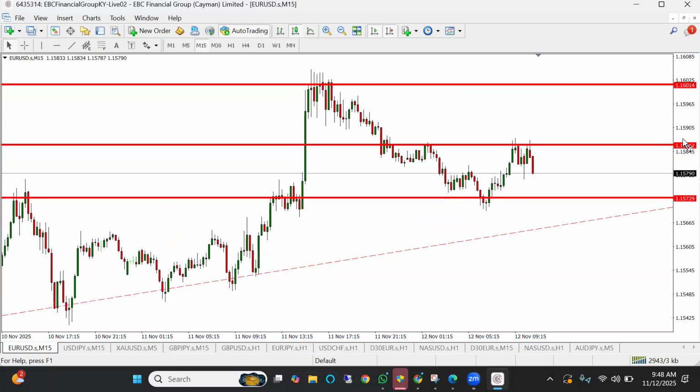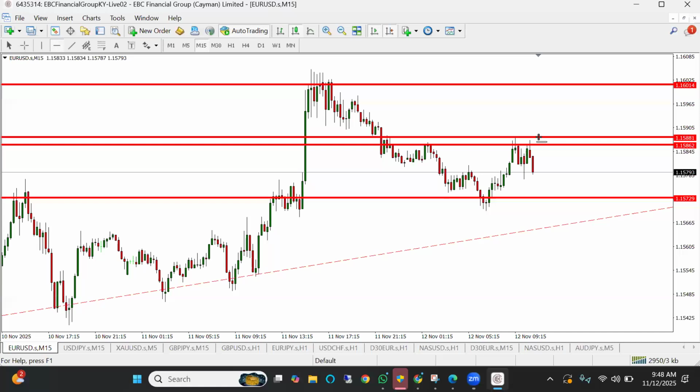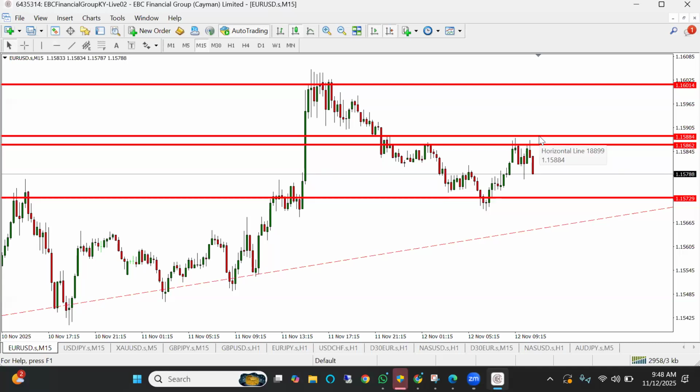Now we can go for a buy stop for this. If you don't have the time to actually monitor and confirm this, you can go for a buy stop on Euro USD at 1.15884. Stop loss is still going to be at 1.15729. Your first take profit is going to be at 1.16014.